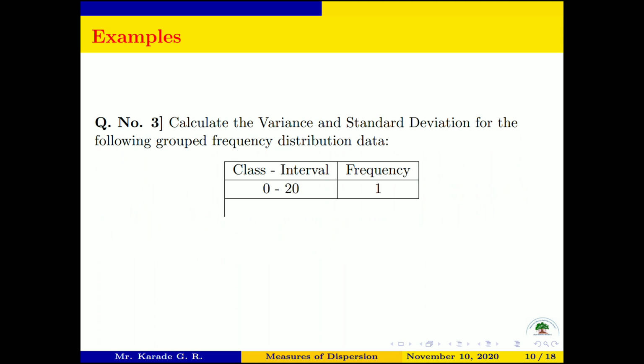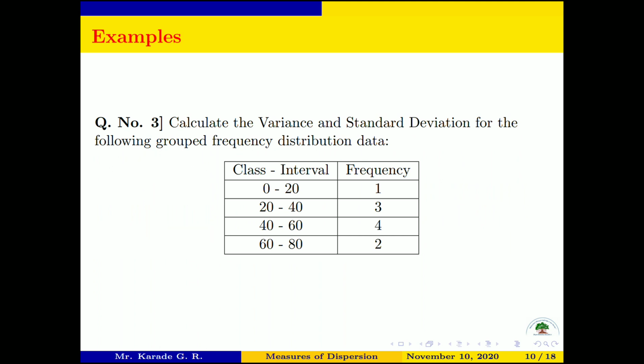Class interval from 0 to 20 has frequency 1, class interval from 20 to 40 has frequency 3, class interval from 40 to 60 has frequency 4, and class interval from 60 to 80 has frequency 2. So while solving this problem, what we have to do, we see here.